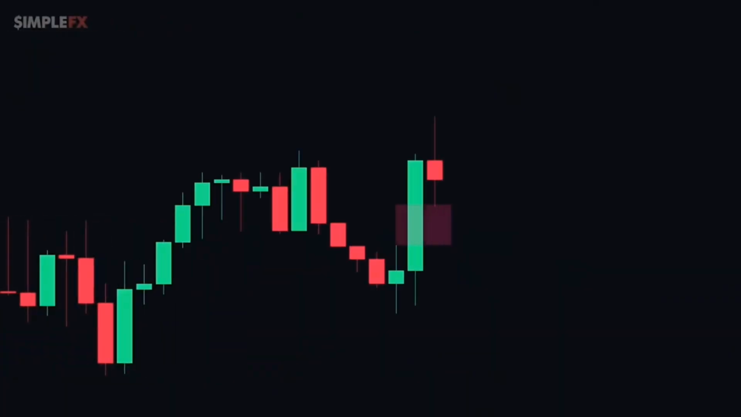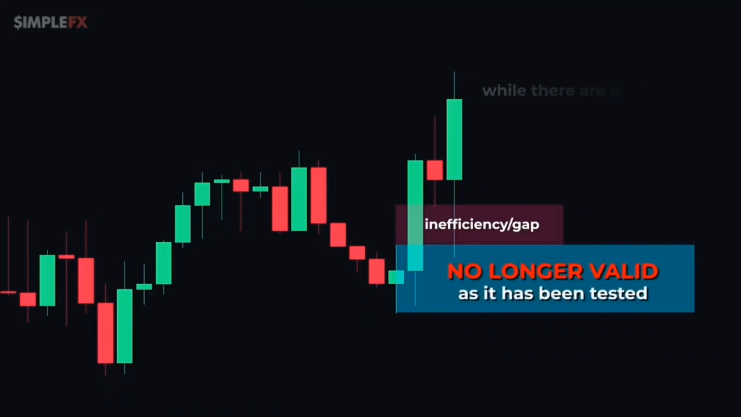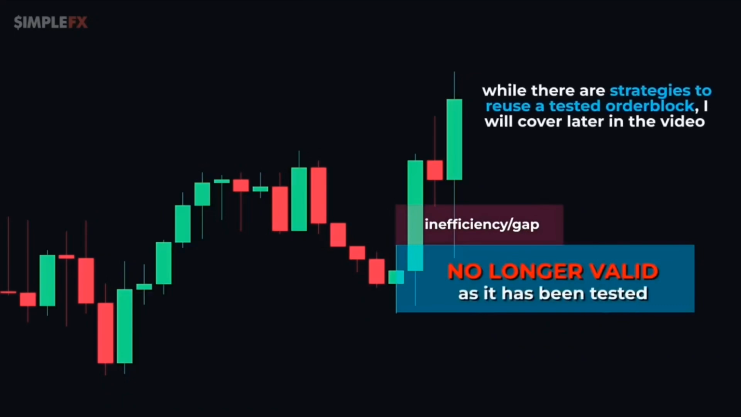For example, let's say you spot a gap or inefficiency in the price, so you draw an order block. If you see the price, or even just a wick, touching that order block, it means the order block is no longer valid because it has now been tested. While there are strategies to reuse a tested order block, I'll cover that later in the video. But for now, just remember that an order block is generally a one-time use.